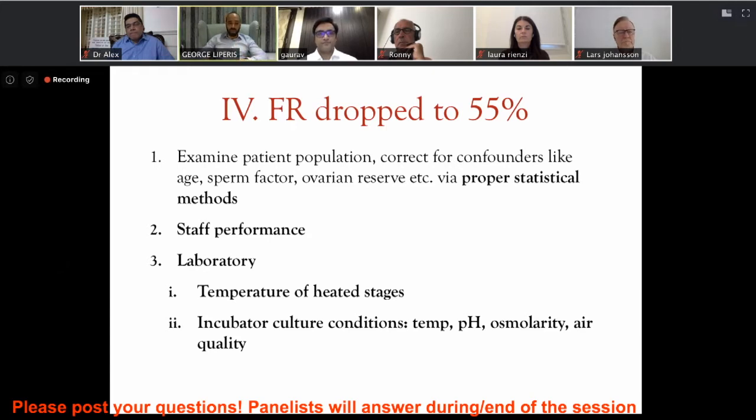Of course, the laboratory conditions are very crucial to be looked at. We have the temperature of the heated stages, the incubator culture conditions, the temperature, the pH, the osmolarity, the air quality. All of those need to be looked at carefully using validated instruments that have specificity for picking up the defined ranges.